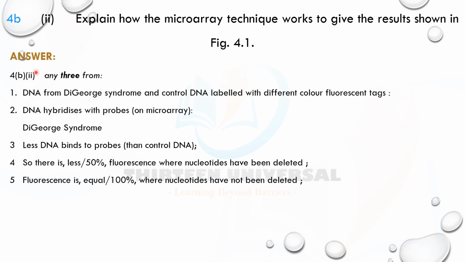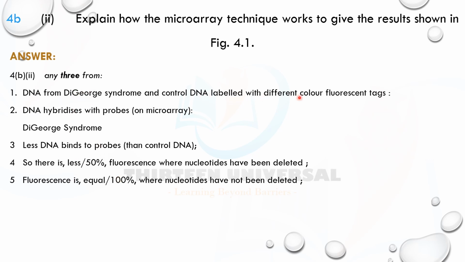See it here. So DNA from the judge syndrome is labeled with a different color for identification. DNA hybridizes. So anytime you are dealing with microarray, there must be hybridization on the microarray. The microarray contains the probes. So in the George syndrome, less DNA binds to the probe because some genes are missing. So there's less, 50%, fluorescence when nucleotides have been deleted. Fluorescence is 100% when nucleotides have not been deleted. So where they've been deleted, it'll be 50%, or 100%. But this is how it works.